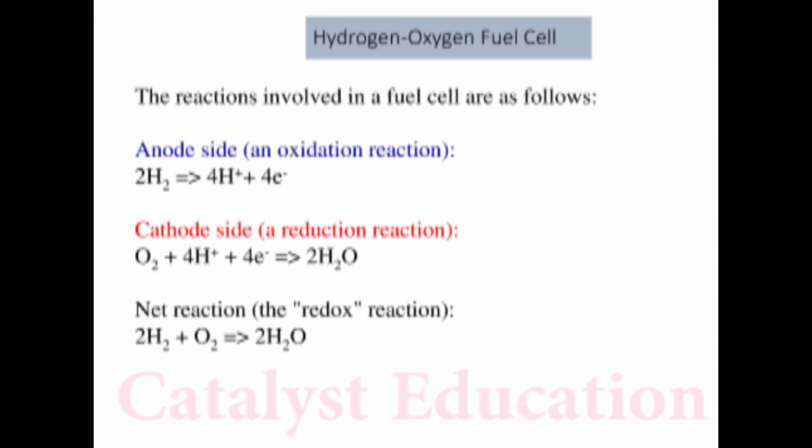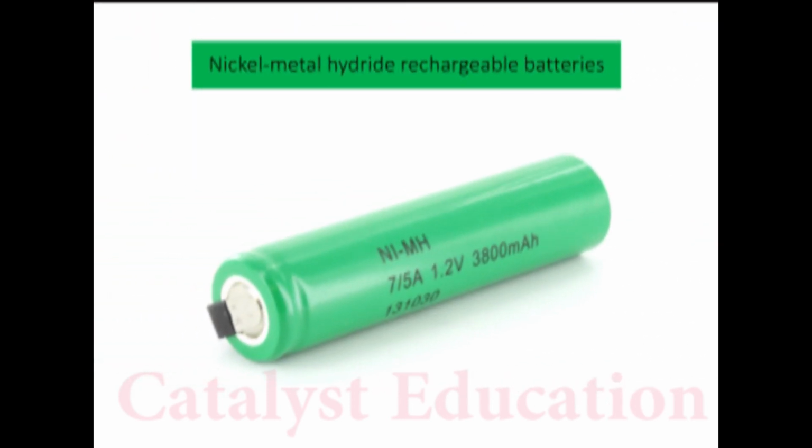The reactions involved in a fuel cell are as follows. Anode side, an oxidation reaction: hydrogen ions are produced from hydrogen gas. Cathode side, a reduction reaction: oxygen gas combines with hydrogen ions and makes water. Net reaction, the redox reaction: hydrogen gas plus oxygen gas equals water.